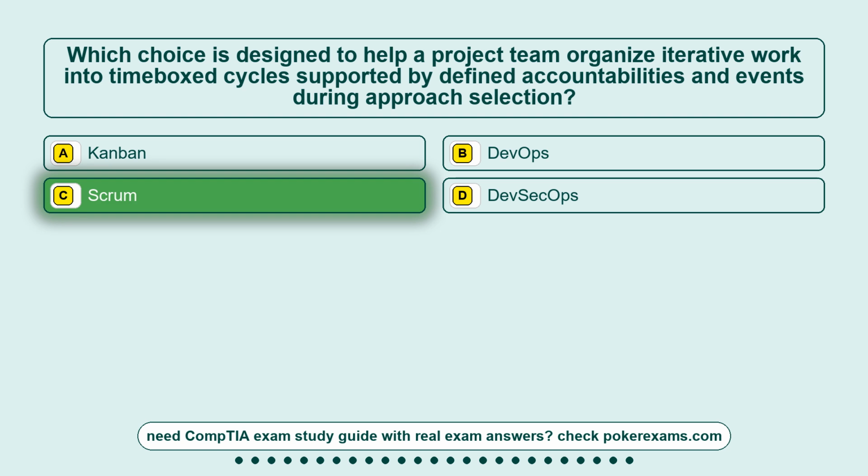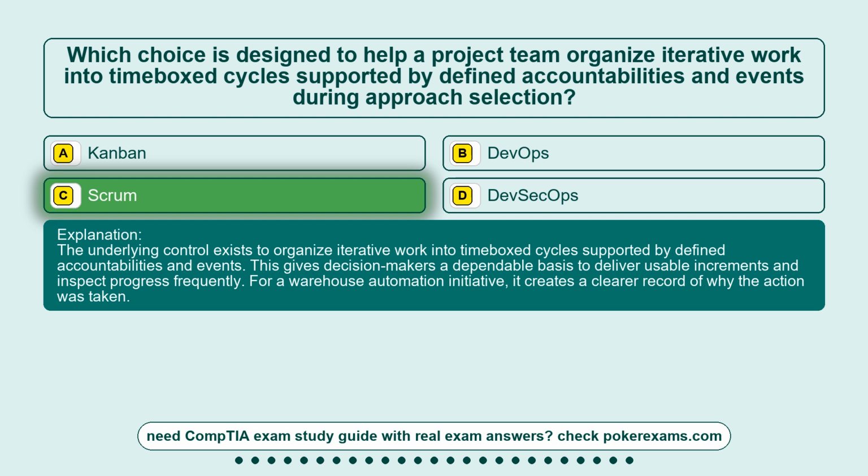Scrum. The underlying control exists to organize iterative work into time-boxed cycles supported by defined accountabilities and events. This gives decision-makers a dependable basis to deliver usable increments and inspect progress frequently. For a warehouse automation initiative, it creates a clearer record of why the action was taken.